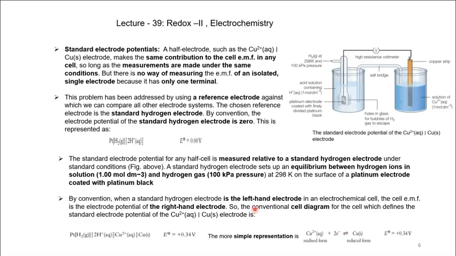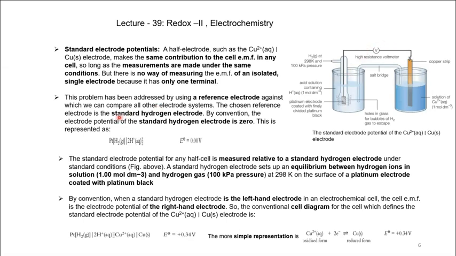Now we are talking about standard electrode potential. We have said this: the half electrode such as copper 2 aqueous and copper solid makes the same contribution to the cell EMF of any cell so long as we measure it in standard conditions. We will see that it should be standard conditions when we are talking about the EMF of a cell. So we are going to show you how we make a standard electrochemical cell.